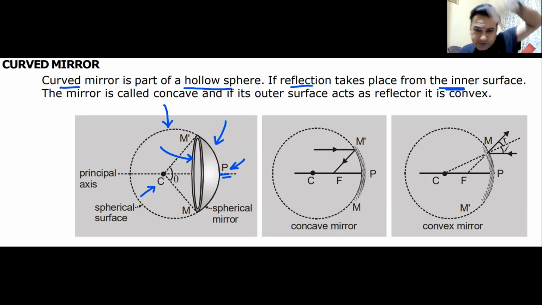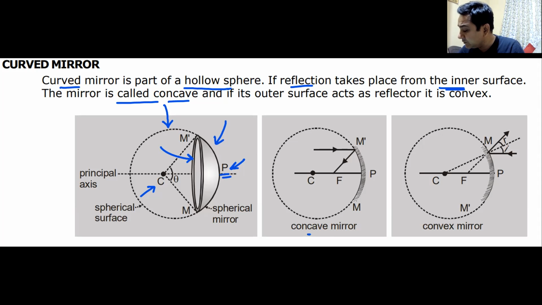Inner surface is a surface which is facing the center. Whatever surface is facing the center is the inner surface. The other surface which is outside is the outer surface. If the reflection takes place from the inner surface, then the mirror is called concave. So the other side will be silvered.